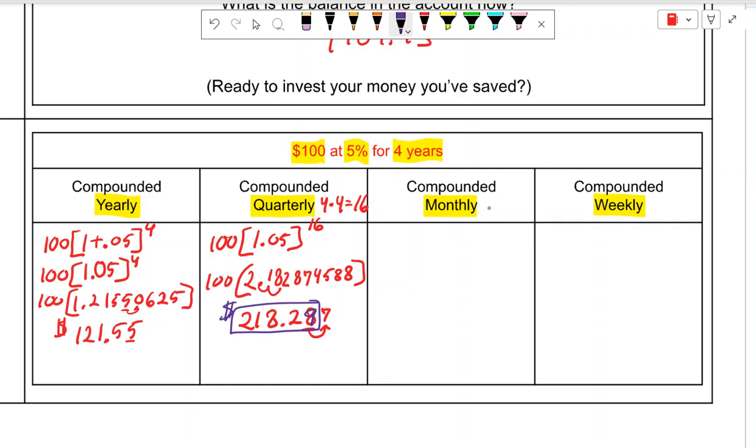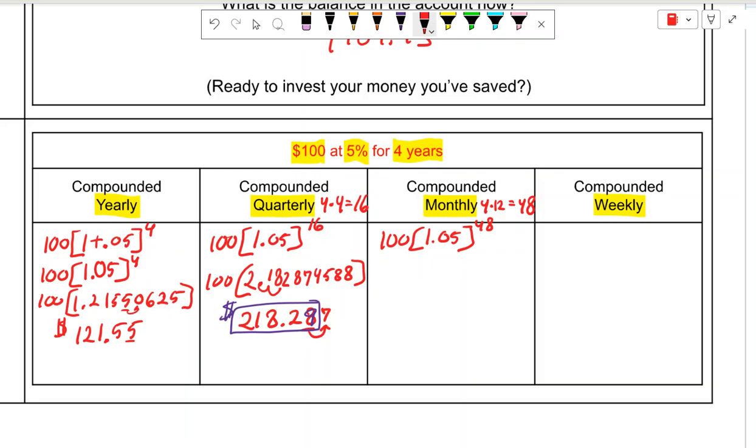All right, let's go on to monthly. Well, how many months are in a year? There are 12. Well, we have 4 years of months, so 4 times 12 is 48. All right, 100 times 1.05 to the 48th power. Aren't you glad you got a quick way to do this?